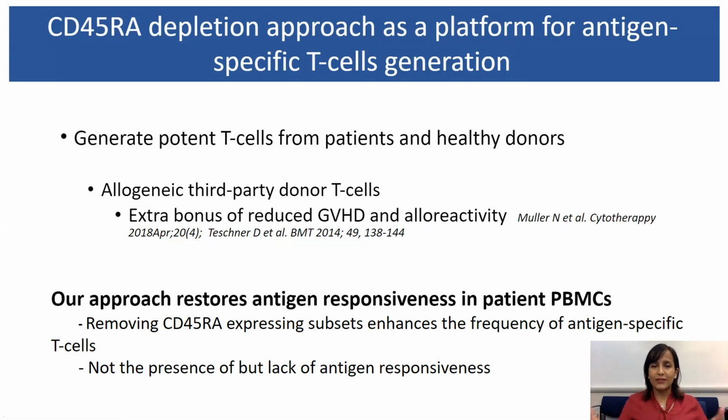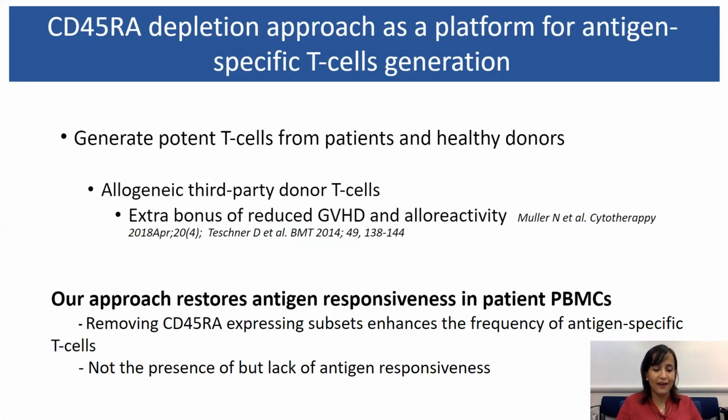So with all these effects and with all these benefits, we also do know that our approach did not only restore antigen responsiveness in patients, but also overcame our manufacturing failure. So basically, just removing the CD45RA-expressing subset enhanced the frequency of antigen-specific T cells, telling us that it is really not the presence of, but the lack of antigen responsiveness in our whole EBV-specific T cells.